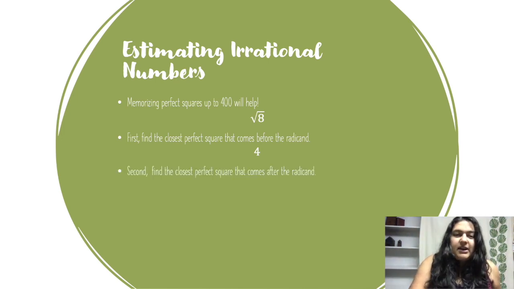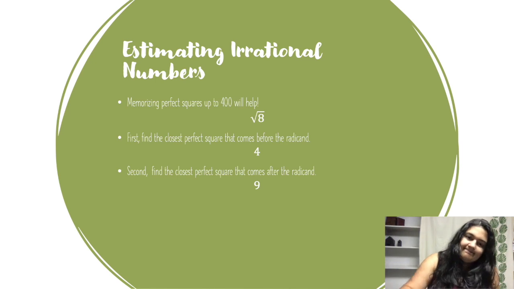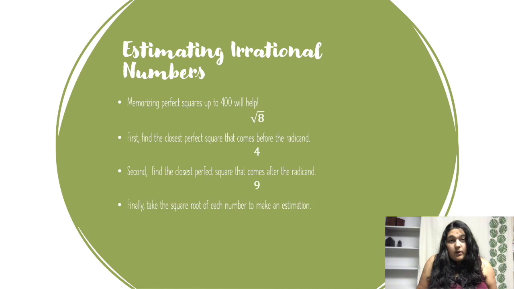Our next step is to find the closest perfect square that comes after the number in the radicand. That number again was 8 under the radicand. I'm looking for the perfect square that comes after that, which is 3 times 3, 9. Now we're going to set this up as an inequality and take the square root of each number.